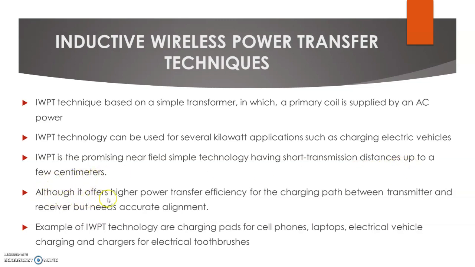Although it offers higher power transfer efficiency for the charging path between transmitter and receiver, it needs accurate alignment. Examples of IWPT technology are charging pads for cell phones, laptops, electrical vehicle charging, and chargers for electrical toothbrushes.